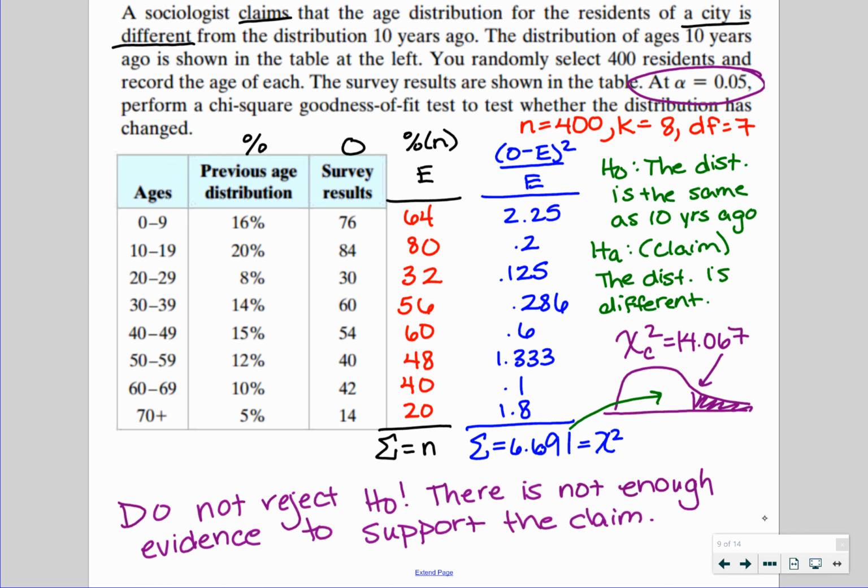Then each O minus E divided by E, I didn't have to round as much on this one. I got 6.691 for my chi-squared test statistic, using a level of significance of 0.05. There's 8 categories, so degrees of freedom is 7. My chi-squared value, I have a C there for critical value, but again, your book's going to use an O at the bottom, is 14.067. So again, ours is not in the rejection region. So we do not reject the null, and we say there is not enough evidence to this time support the claim, because the claim was that alternative hypothesis.